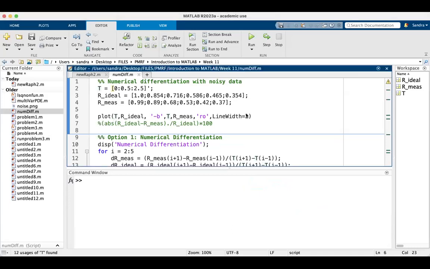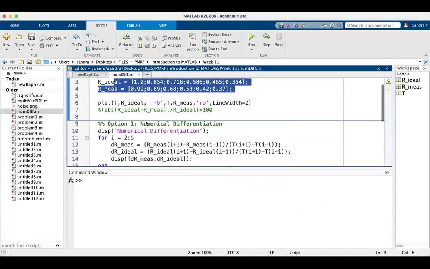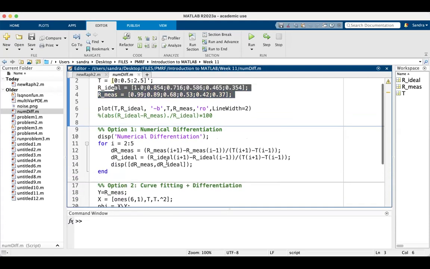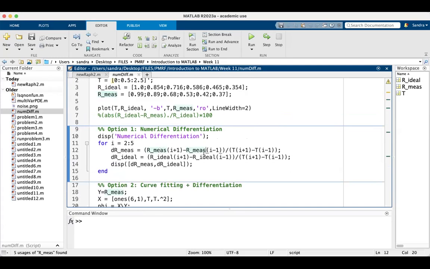Now you have your ideal values and the measured values. Now it's just numerical differentiation using R measured and R ideal. We have 6 data points. I'm trying to find the derivative for the interior points, that is from point 2 to 5. Let me find the differentiation using the central differencing formula.